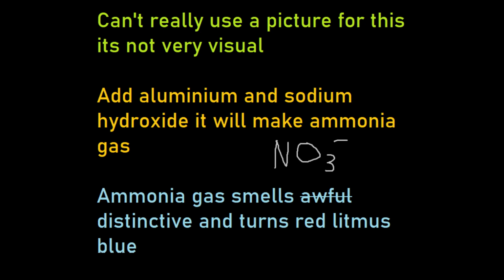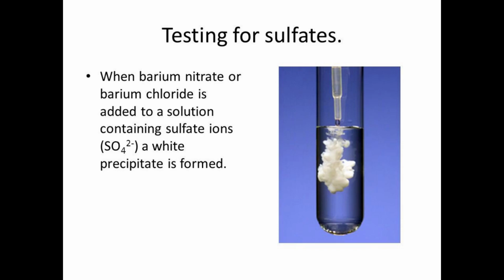And finally, sulfate. So the sulfate ion is SO4 2-. The 2- is the charge, it contains 4 oxygens. You'll find that in, for example, sulfuric acid, H2SO4. Find it in copper sulfate, CuSO4. What you do is you add a little bit of nitric acid to acidify it, and then you add a little bit of barium nitrate, drop by drop aqueous barium nitrate, and it will form a white precipitate.